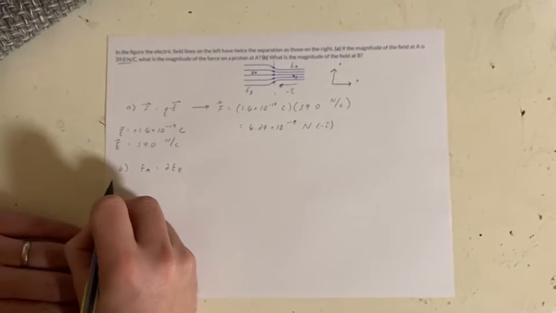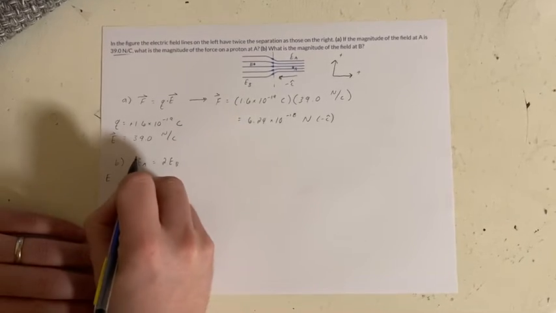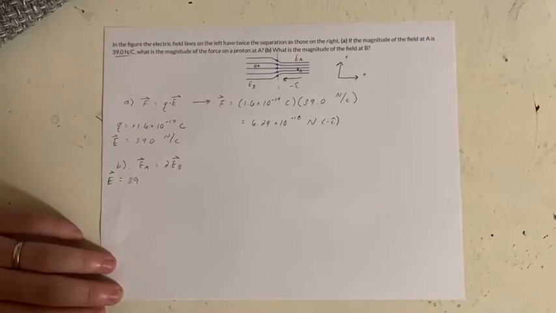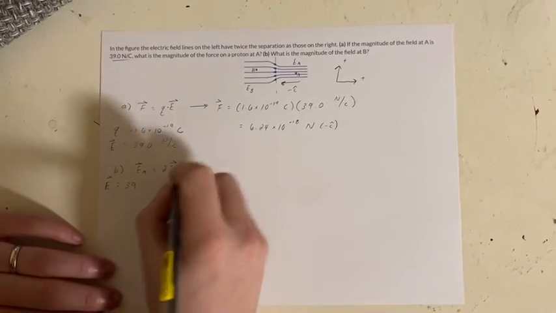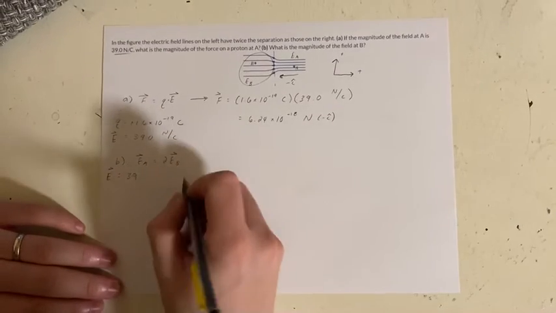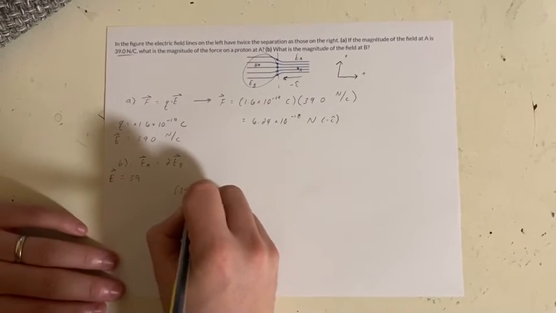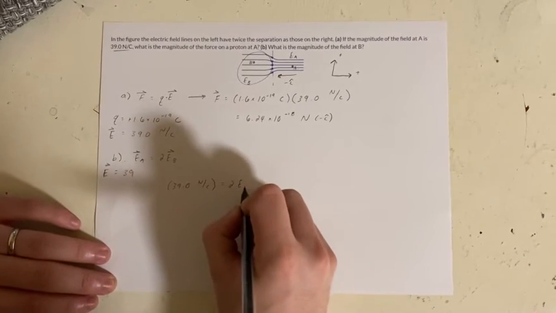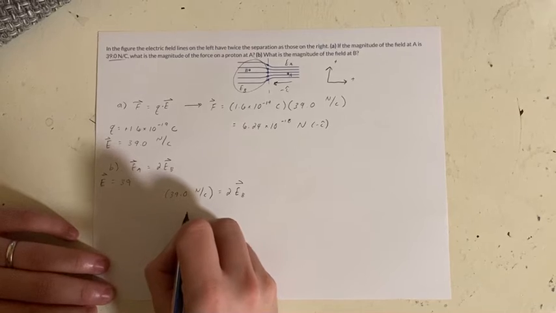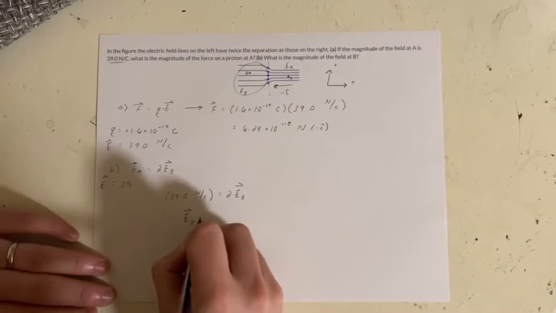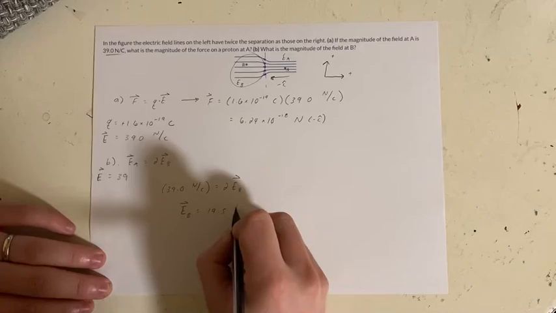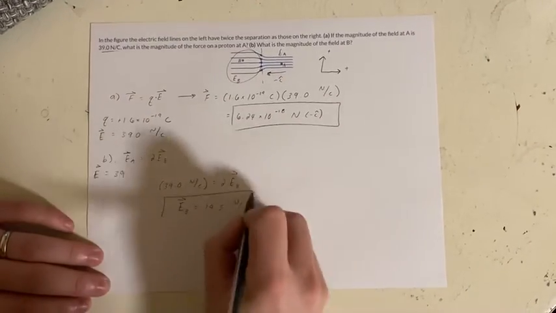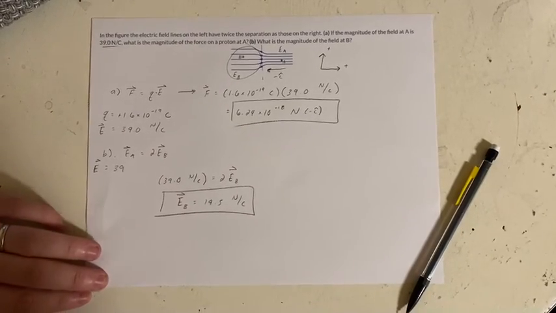EA will be the 39. So if we want to solve for EB, what the electric field would be over here, I'm going to plug in my number. So 39.0 newtons per coulomb equals 2 times EB. Then this field over here will be 19.5 newtons per coulomb. And so that's how you do question number 1 on the chapter 22 homework.